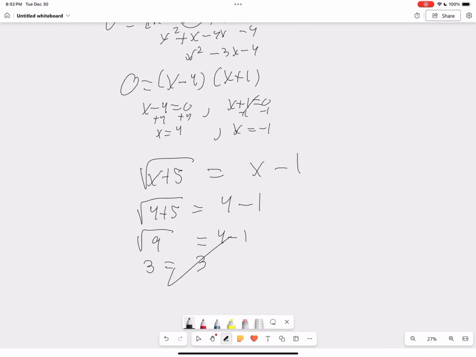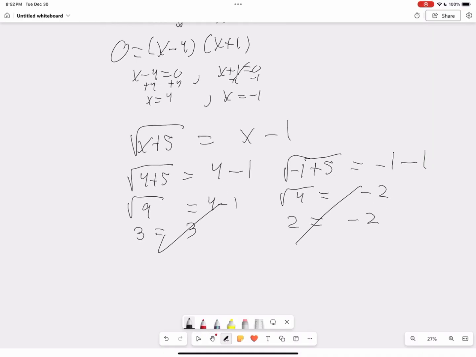Let's try negative 1. If we plug in negative 1 for x, we get the square root of negative 1 plus 5 equals negative 1 minus 1. Negative 1 plus 5 is 4, so we get the square root of 4 equals negative 2. The square root of 4 is 2. Is 2 equal to negative 2? It is not, so that means x equals negative 1 is extraneous, and x equals 4 is our solution.